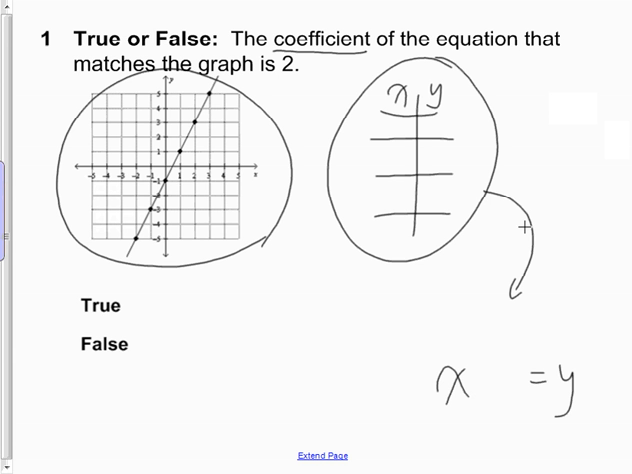So which point should we start with? Does anyone have any suggestions for which point we should start with on this graph? What's always a good starting point? X is 0 is correct. When x is 0, our y value is always going to tell us what part of our equation? A constant.